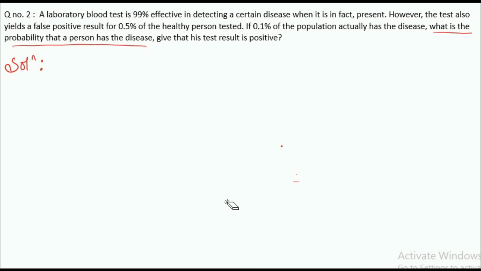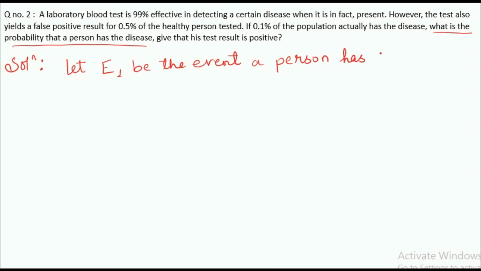So let's define our event, and then I will draw a diagram for you to see. Let E1 be the event a person has the disease, and E2 be the event a person does not have the disease.